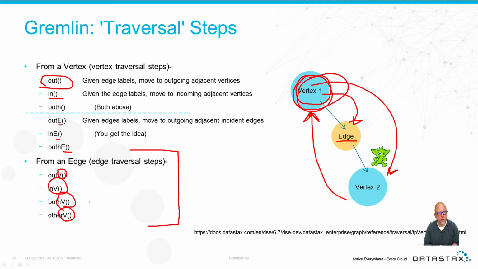So there's 40 or more steps in Gremlin. These are the vertex and edge traversal steps, or just traversal steps. How do I traverse from entity to entity, from vertex to edge, or most commonly probably vertex to vertex?